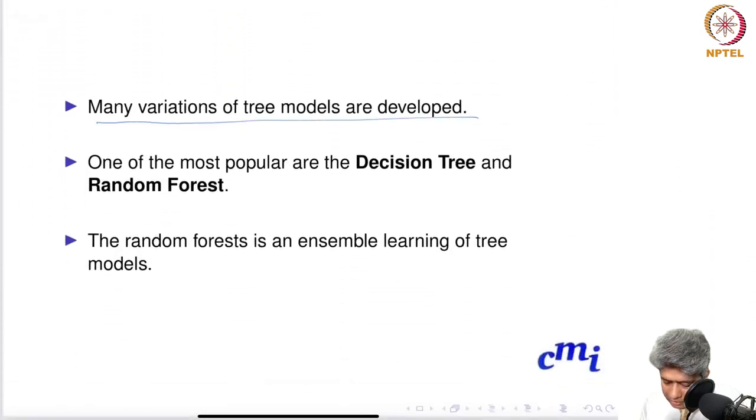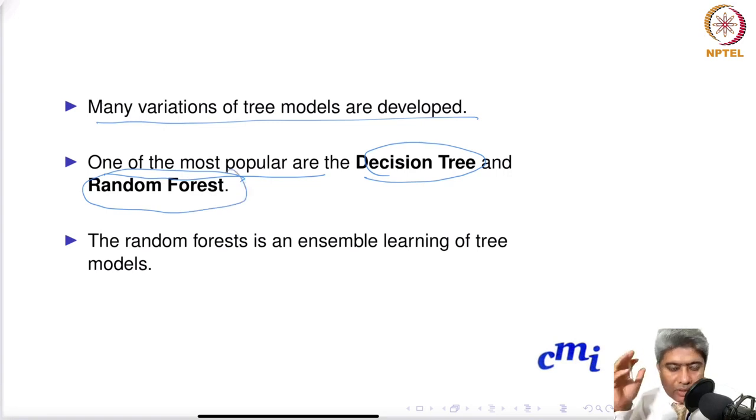So many variations of the tree models are developed. One of the popular models is decision tree and random forest. Now you can be a little bit confused that typically in the machine learning literature, decision tree or random forest are developed for classification problems. Yes, you are right. Decision tree and random forest are generally developed for classification, binary classification or multi-class classification problems. But interestingly, decision tree and random forest can also be applied for regression as well.